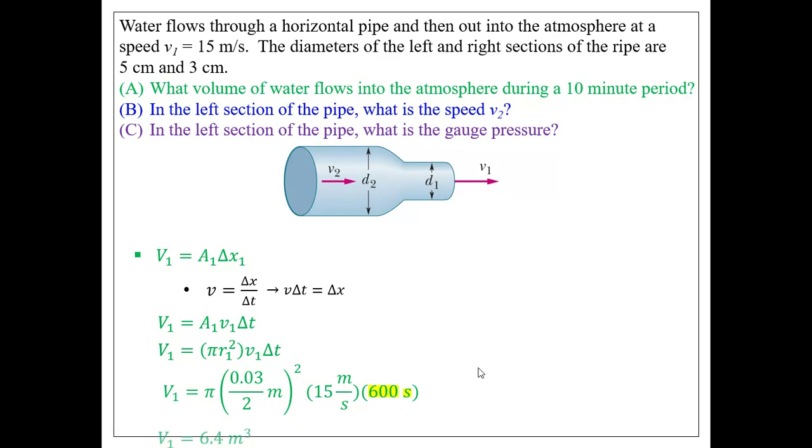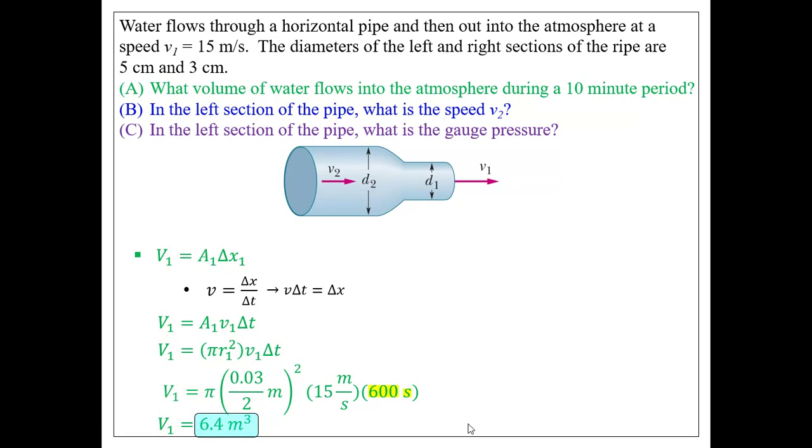If you do that all on your calculator, you should get a value of about 6.4 meters cubed, because this is meters squared, and then times meters gives meters cubed. The unit seconds will naturally cancel out. All right, so that is our answer for part A. Well, let's do part B.